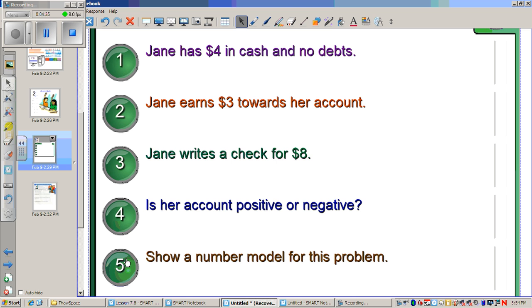And then finally, show a number model for this problem. So see if you can write a number model for this problem with 4, 3, and 8. See what you come up with. Okie doke. Let's keep moving.